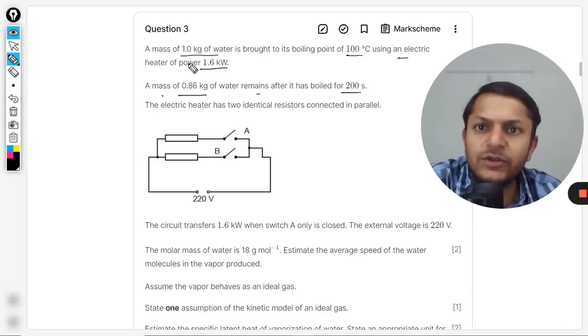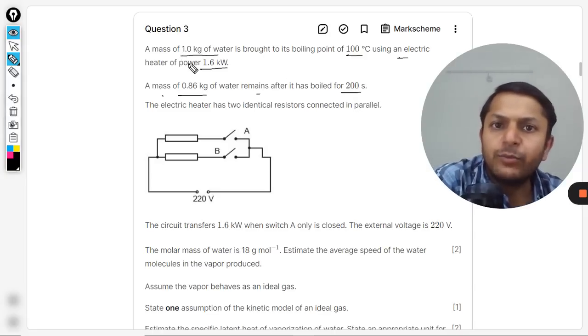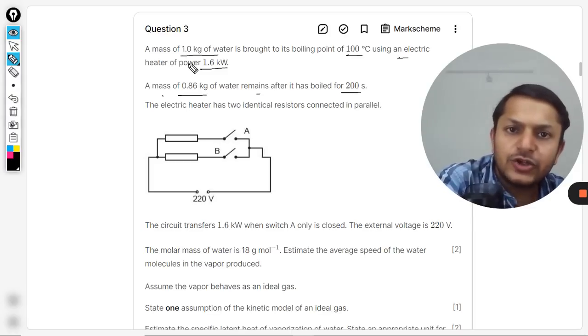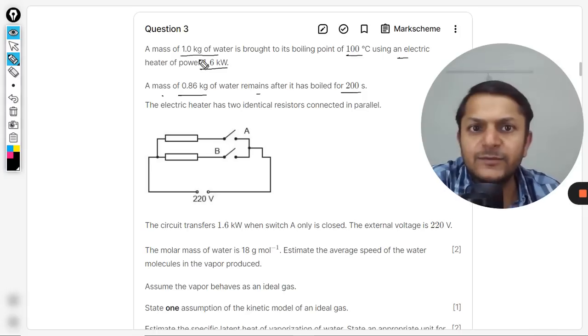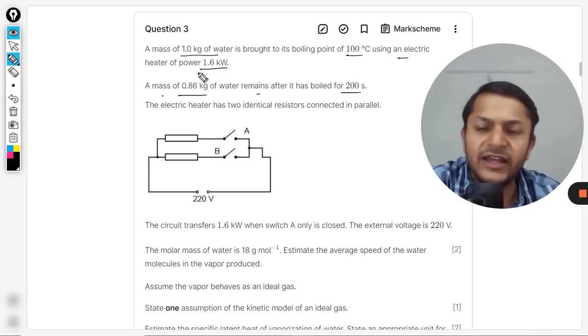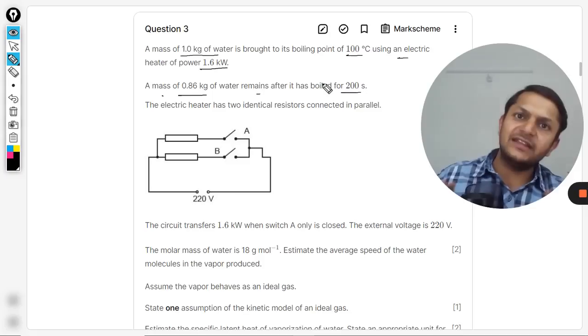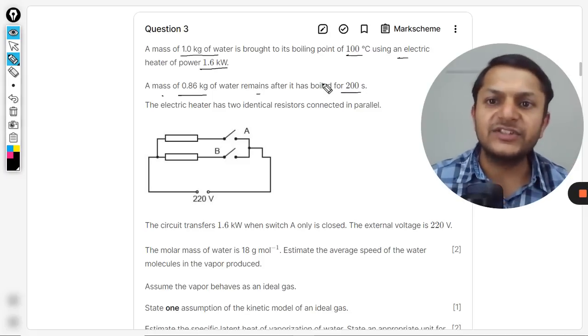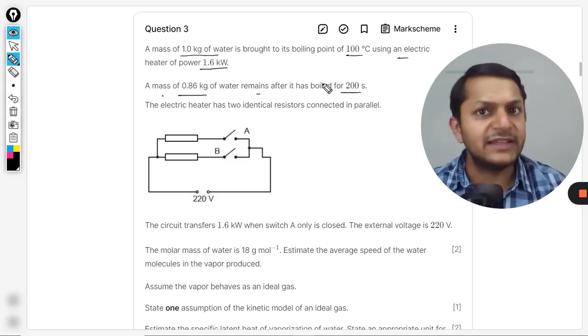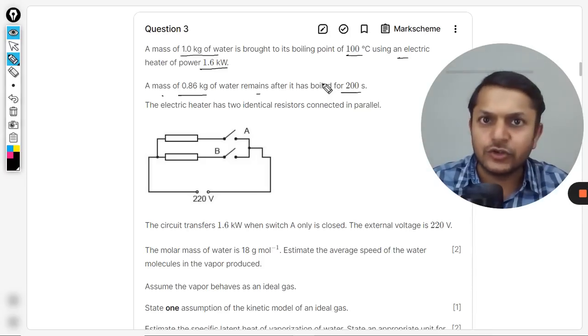So it was starting with 1 kg of water and we are boiling it. So we want it to boil to 100 degrees centigrade, and this much of the power is required. We are having that kind of heater. After 200 seconds, the time is also given. It is given that 0.86 kg of the water remains, and the rest of that is obviously converted into steam.